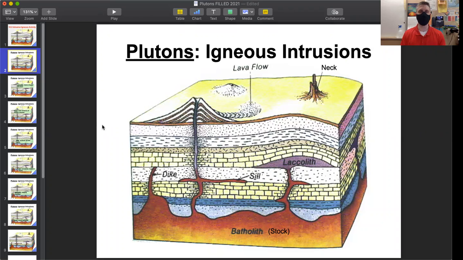We get that term from Pluto, which was the Roman god of the underworld, which it's not too far of a stretch to see why these things that form underground, they went with the name of the god of the underworld.